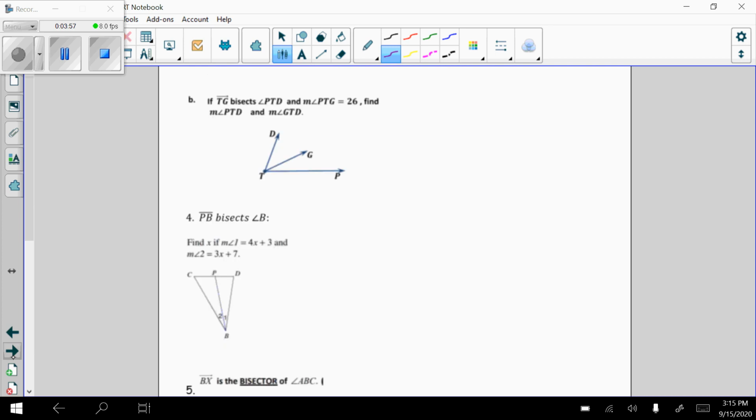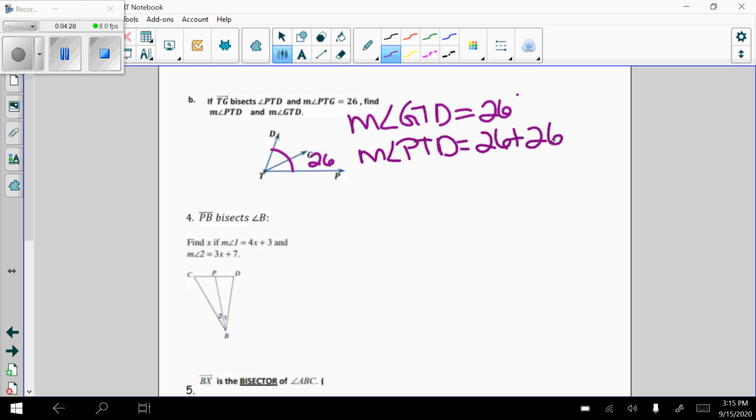Let's look at our next page. They tell me if ray TG bisects angle PTD, so I know that they got cut in half. The measure of angle PTG, this is 26 in here. Find the measure of angle PTD, and the measure of angle GTD. I know that PTG and GTD are congruent, so the measure of angle GTD is also 26 degrees. The measure of the great big one, PTD, is 26 plus 26, or you could say 26 times 2. So that is 52 degrees.